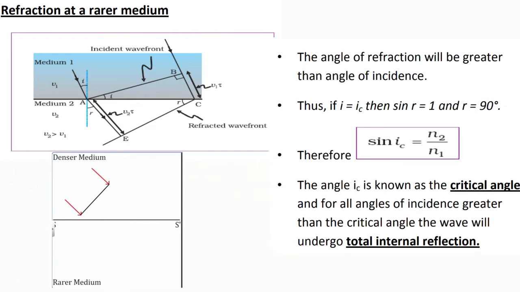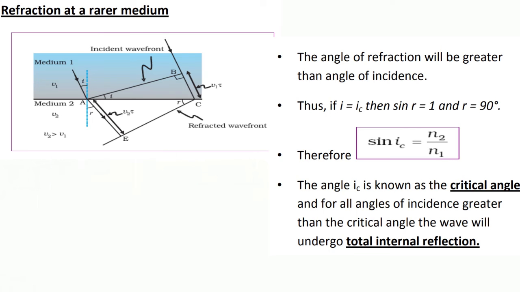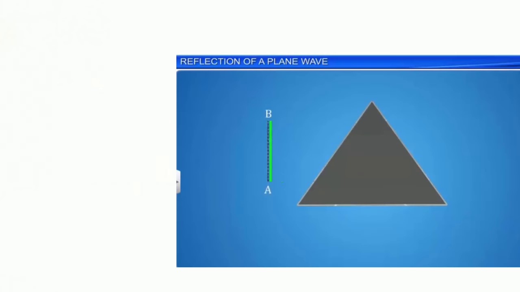Refraction at a rarer medium. The angle of refraction will be greater than the angle of incidence. Thus, if i equal to ic, then sin r equal to 1 and r equal to 90 degrees as shown in the picture. Therefore, sin ic is equal to n2 divided by n1. The angle ic is known as the critical angle, and for all angles of incidence greater than the critical angle, the wave will undergo total internal reflection.